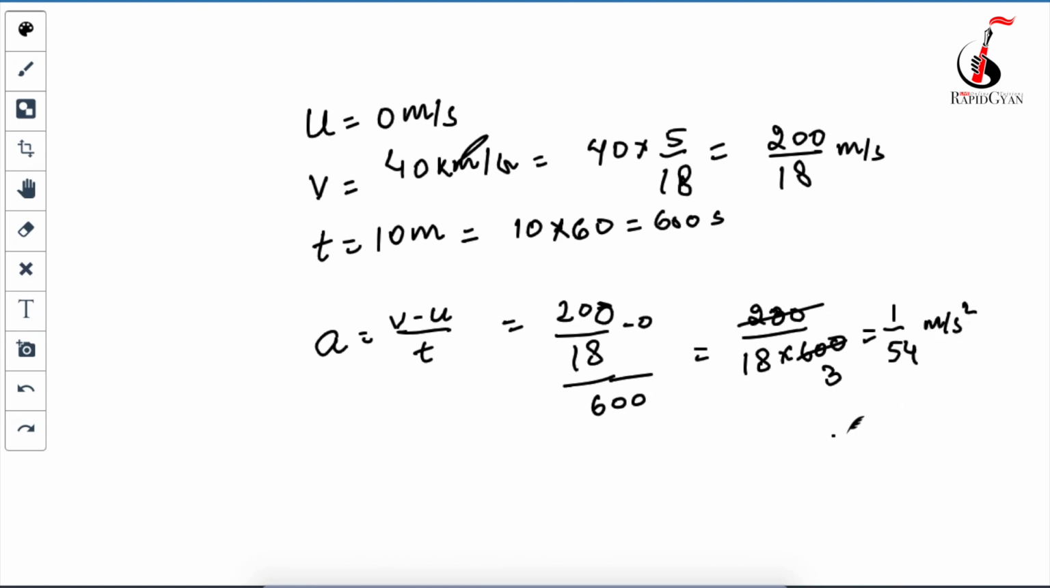Or if you want to solve it into decimal, this will give you around 0.0185 meter per second square. So this is your case. This is the case of positive acceleration. So hope it's clear, guys.